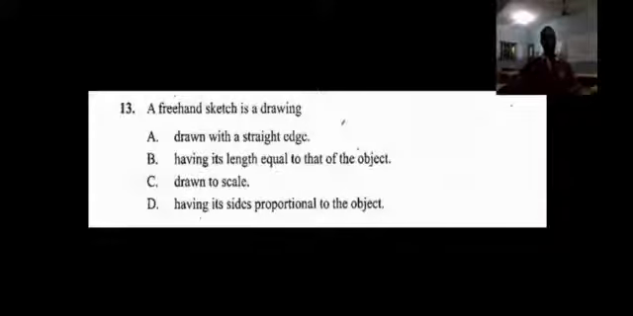Number 13. A freehand sketch is a drawing that is proportional to the object. It's not exactly as the object, but it describes the object. So the correct answer is what? D.